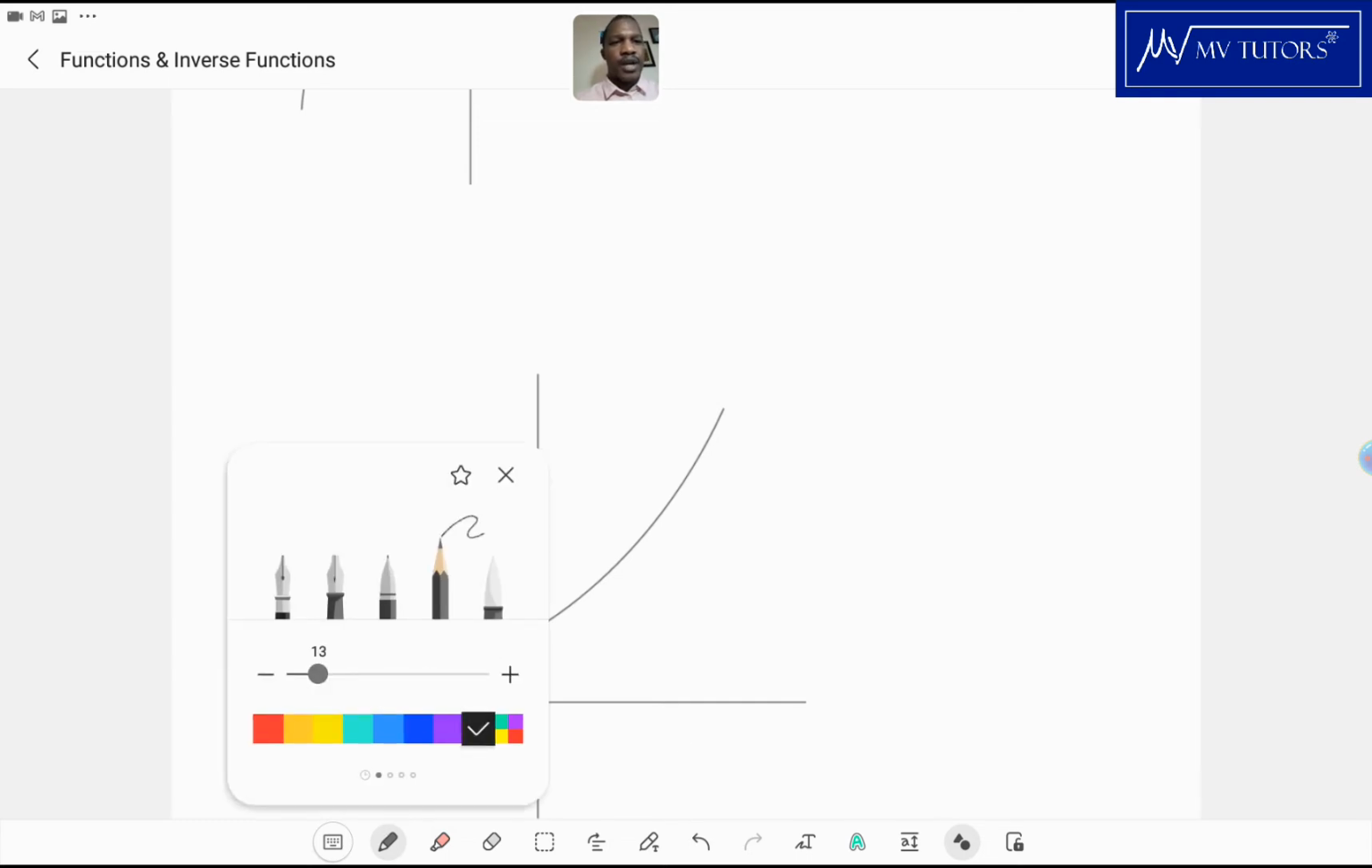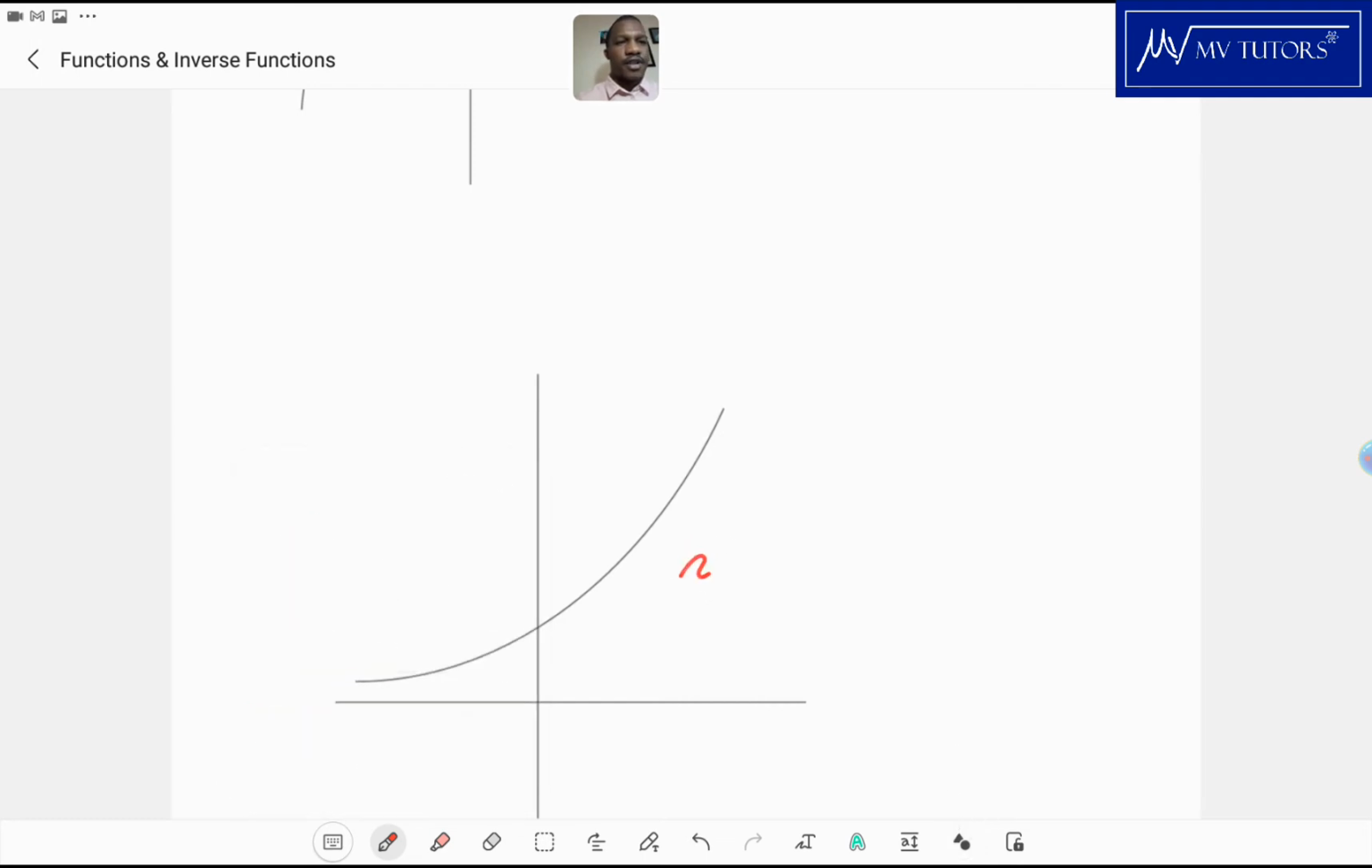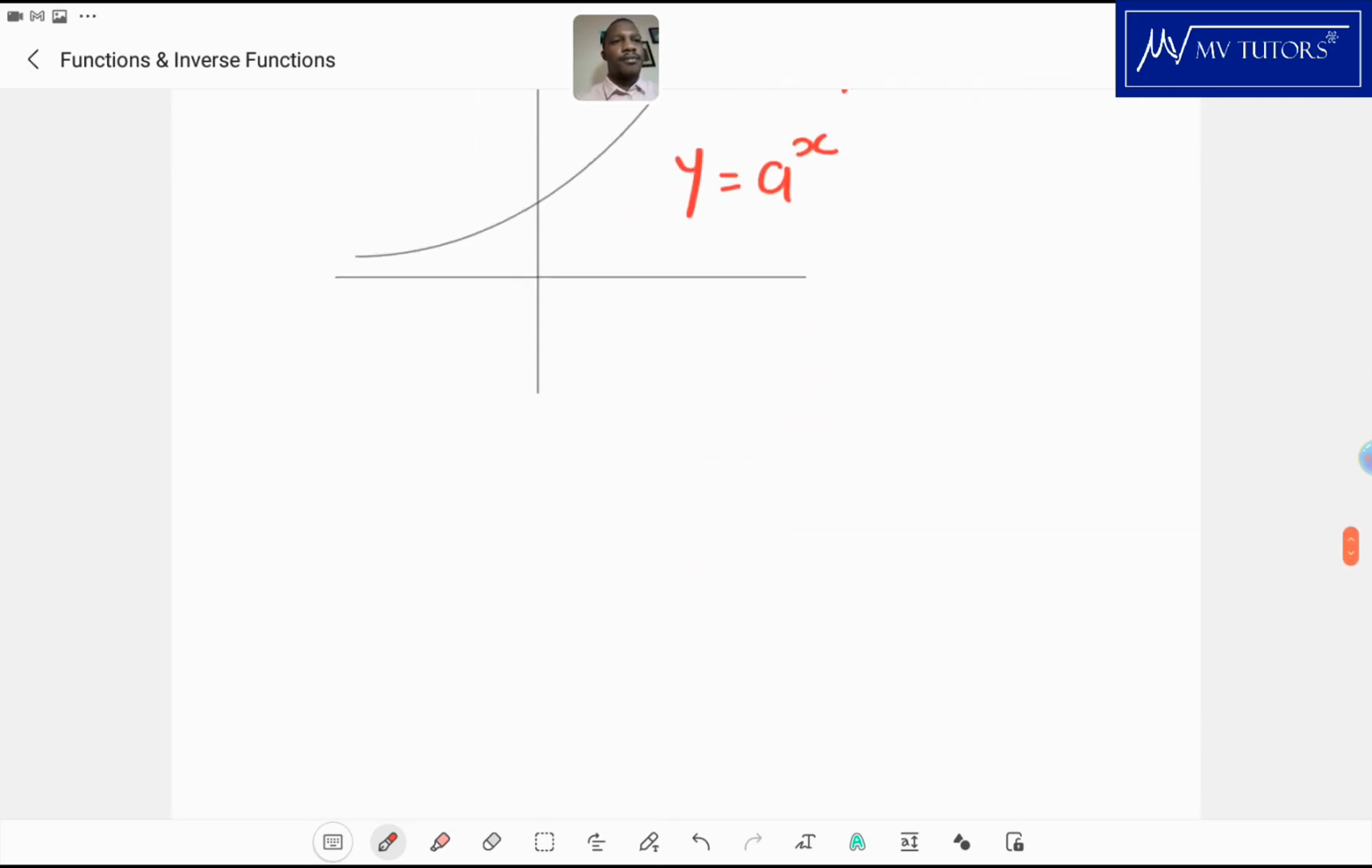Okay, but we're not there today. We're just discussing functions. So the formula for this one is y equals a to the power x. That's the exponent there, x is an exponent, not a. So this one is called an exponential function. Okay, we need to know that one. And then that's our next one that we need to know.